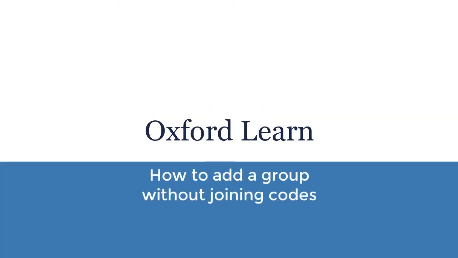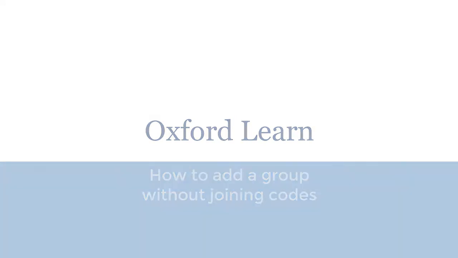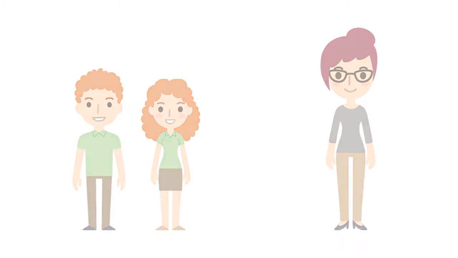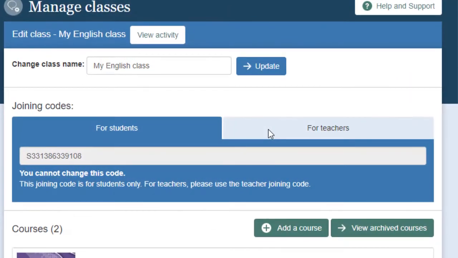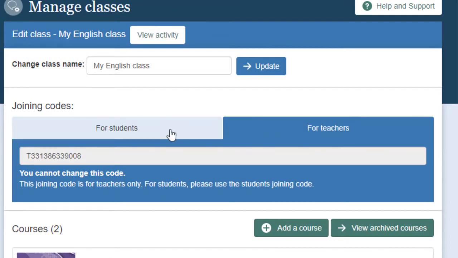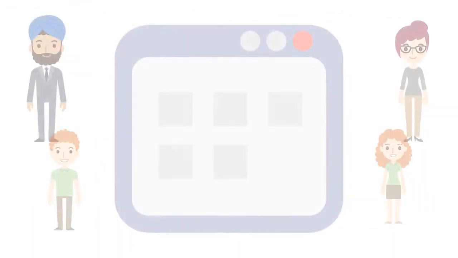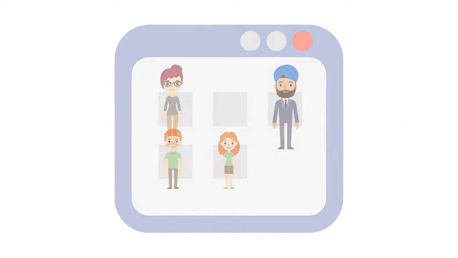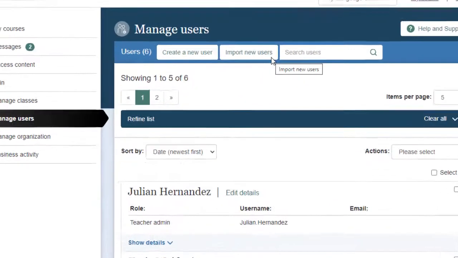How to add a group of people to Oxford Learn without joining codes. Students and teachers can join your Oxford Learn organisation with a joining code that's created when you set up classes. But you can also add a group of students and teachers into your classes using the bulk import feature on Oxford Learn.